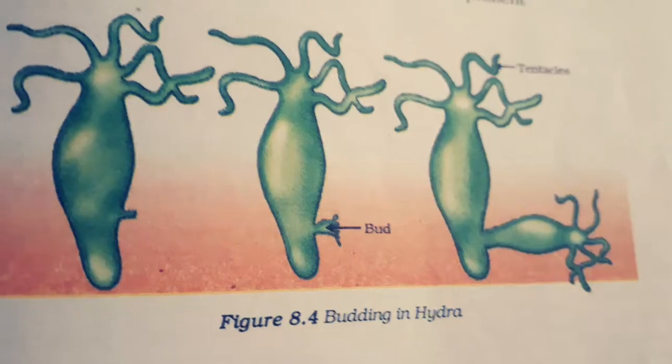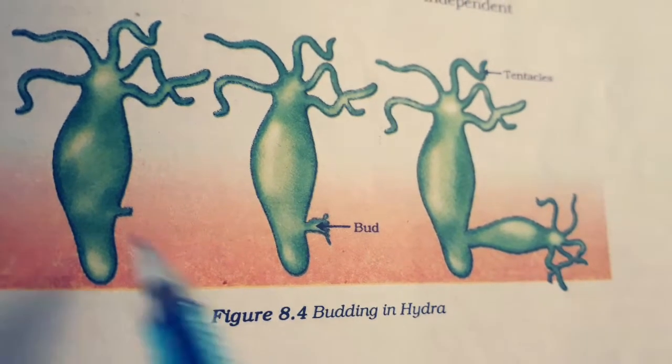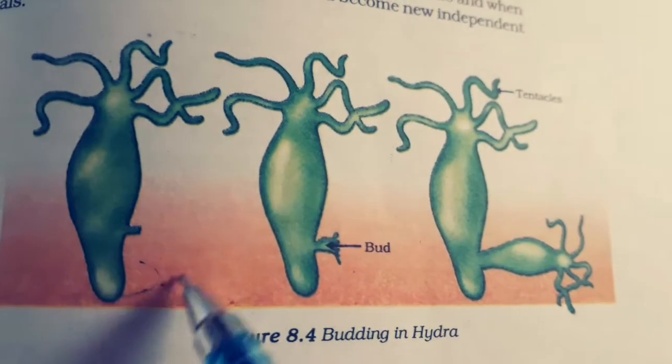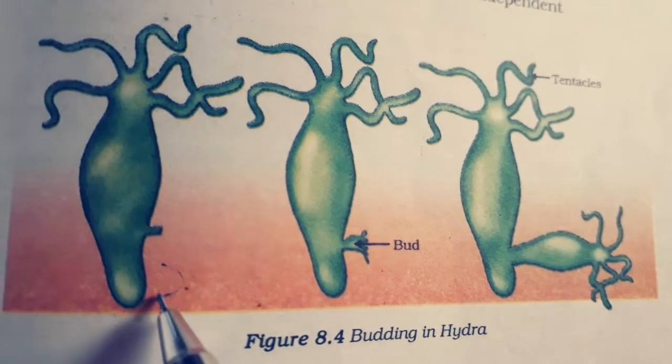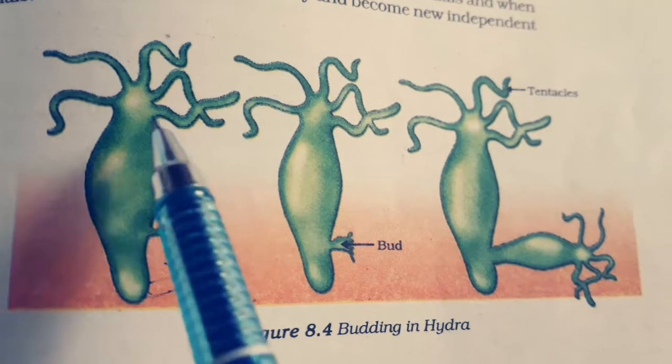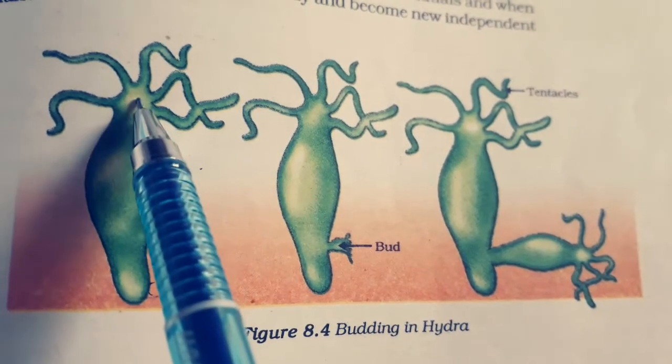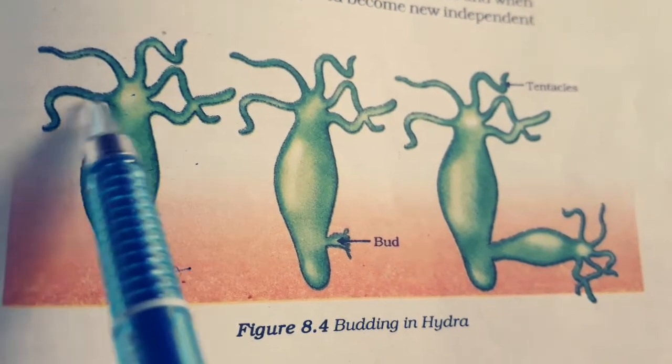Okay children, let us see budding in hydra. Now this is hydra, a coelenterate. It is an aquatic form of organism. This is the foot of the hydra, and this is the body. This is the upper part, the anterior part with the tentacles.